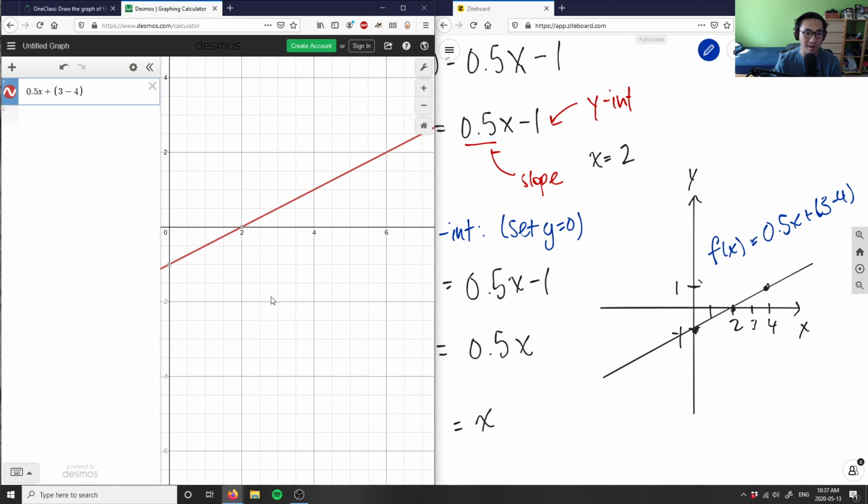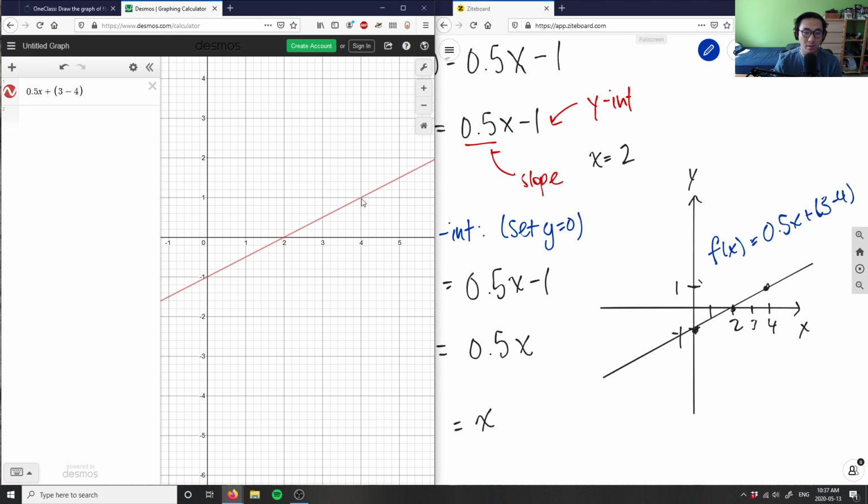So let me maximize in for you. 1 and 4 here would have been my next point. This is 2 and 0. This is 0 and negative 1. So as you can see here, this solution is correct. The graph here is very, very accurate, and again, it matches my Desmos graph.